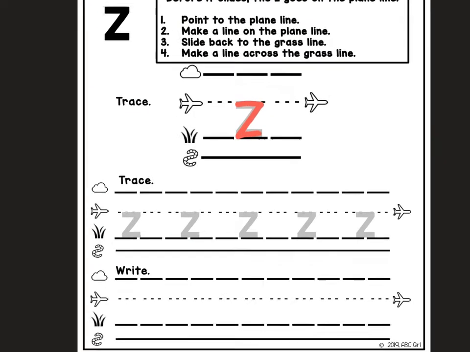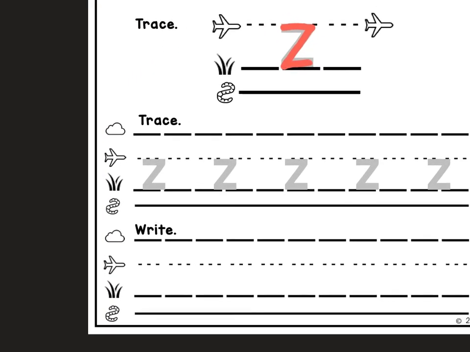Just like that. Let's practice over here on the letter Z as we trace them. Start at the plain line, go across the plain line, slide back to the grass line, and slide across the grass line. Z goes straight across, slide back, and go across again. Plain line and across, slide down, and across again. Go to the plain line, go across, slide down, and across. Across, slide, and across. Just like that, the letter Z.